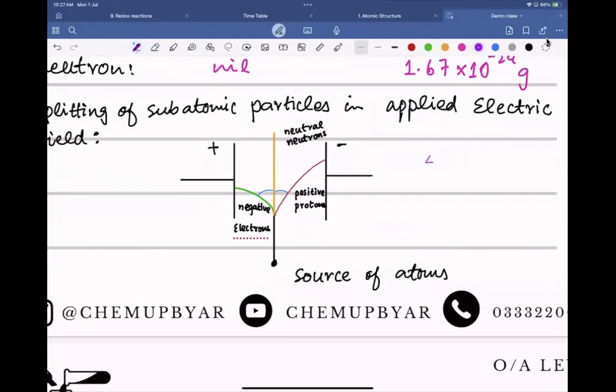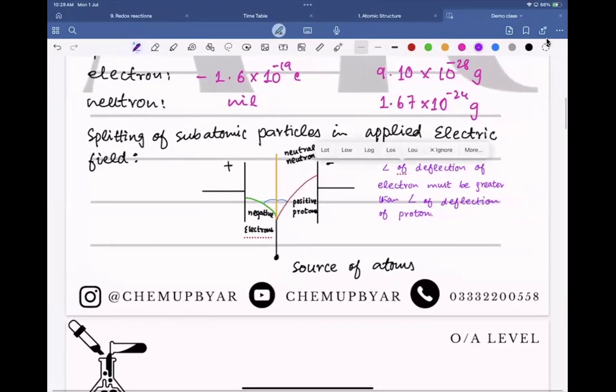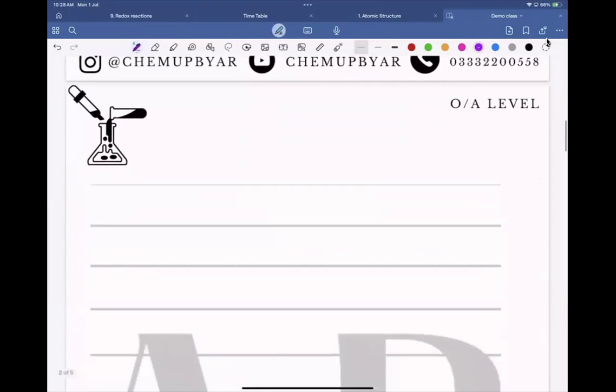So you have to remember this whenever the examiner asks you to draw this diagram, that the angle of deflection of electron, equal charge over mass, yeah, charge over mass, very good, must be greater than the angle of deflection of proton. Is this understandable? Yes, sir. Okay.